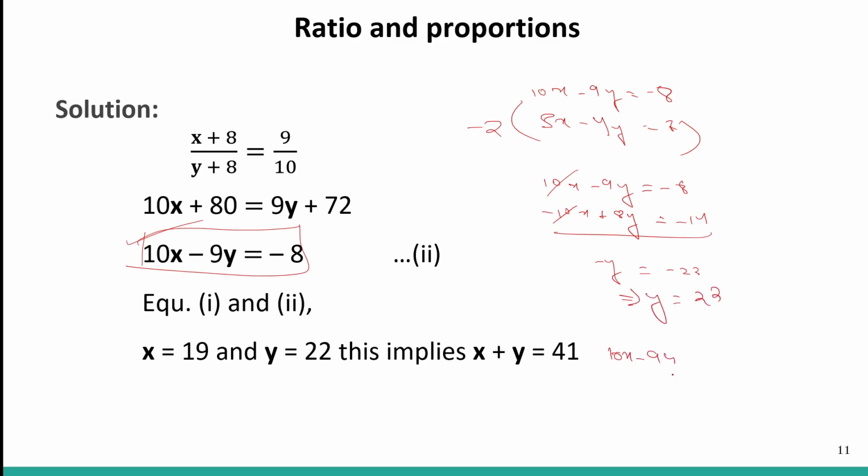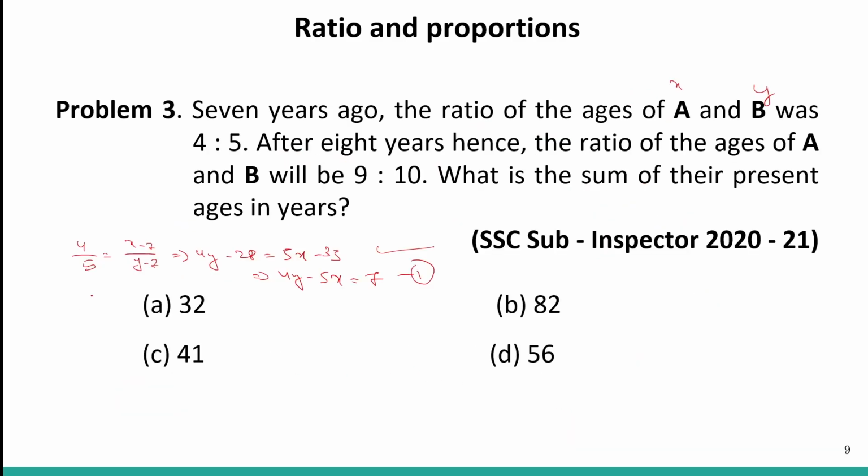10x minus 9y is equal to minus 8. So if y is equal to 22, this implies that x will be 19. So this implies that x plus y is equal to nothing but 41. So 41 will be the correct answer. So 41 here is the correct answer. These are all wrong. Okay, so this question seems a bit tricky, but there is nothing to it.